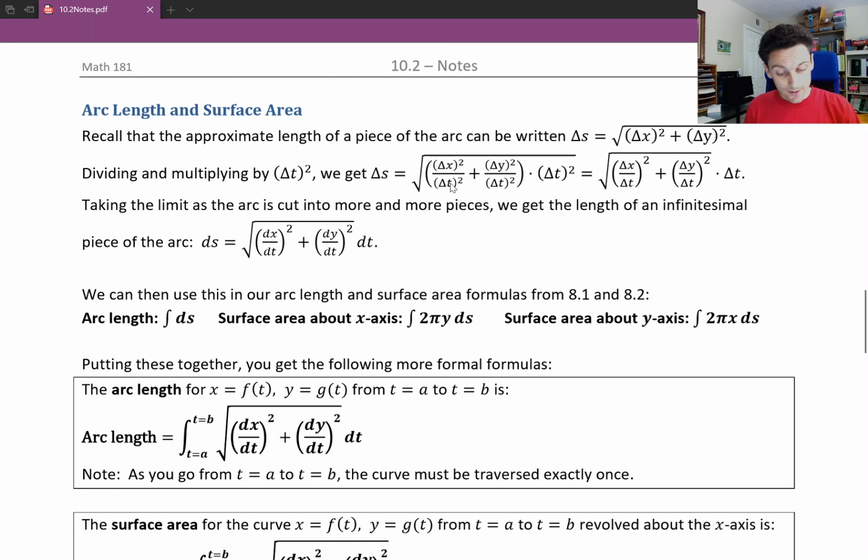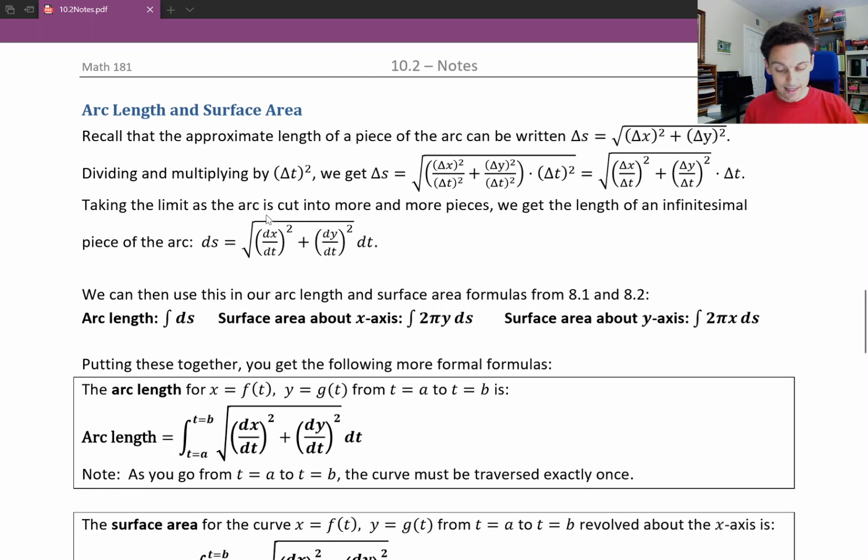Then the delta x squared over delta t squared turns into delta x over delta t quantity squared. Same thing with the delta y over delta t quantity squared. And then the square root of the delta t squared can be just written as delta t. So we can rewrite delta s as the square root of delta x over delta t squared plus delta y over delta t squared times, on the outside, delta t.